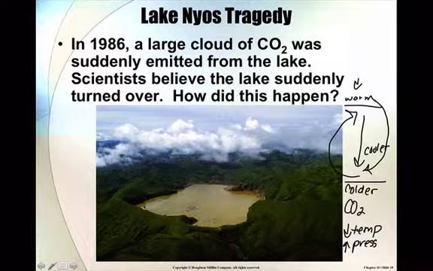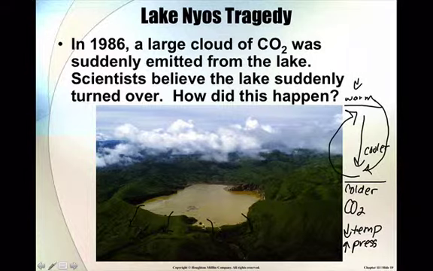And you can see what happens is as that CO2 was released, because it's more dense than air, it just kind of made its way down these little hills and valleys, and it ended up suffocating thousands of people and livestock before they even knew what happened. It was just this plume of CO2 gas that just barreled down the hill, and it just suffocated a bunch of people.